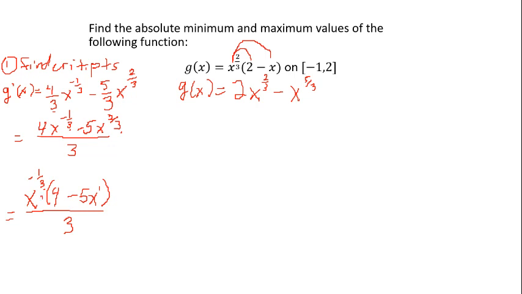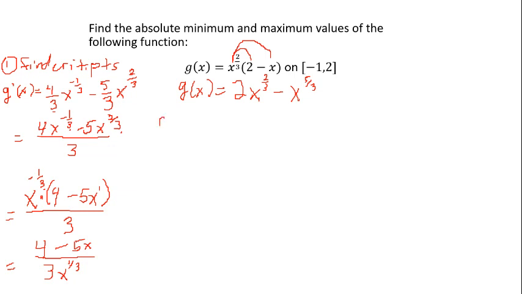Now that this is written as multiplication, you can take that x to the power of negative 1/3 and move it into the denominator to become x to the power of positive 1/3. So the denominator is now 3x to the power of positive 1/3, and the numerator is 4 minus 5x. So this is the first derivative written as a singular fraction.